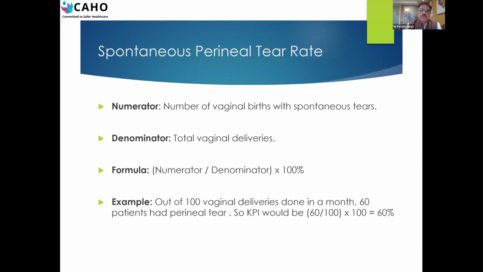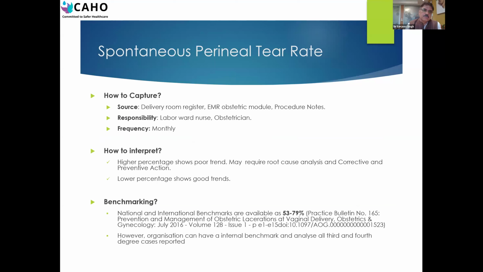So the numerator is the number of vaginal births with spontaneous tear. The denominator is total vaginal deliveries into 100, and that's the very easy way to calculate the percentage. Now, where do you capture it? Because this tear is happening at the labor and delivery suite, it is captured in the register, or the obs and gynae records, delivery records, and notes. So responsibility lands with the faculty and the staff at the labor and delivery.